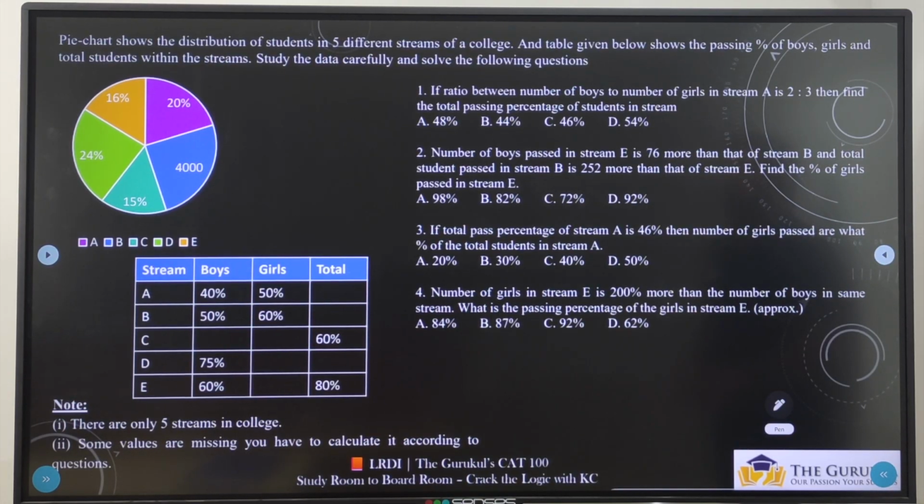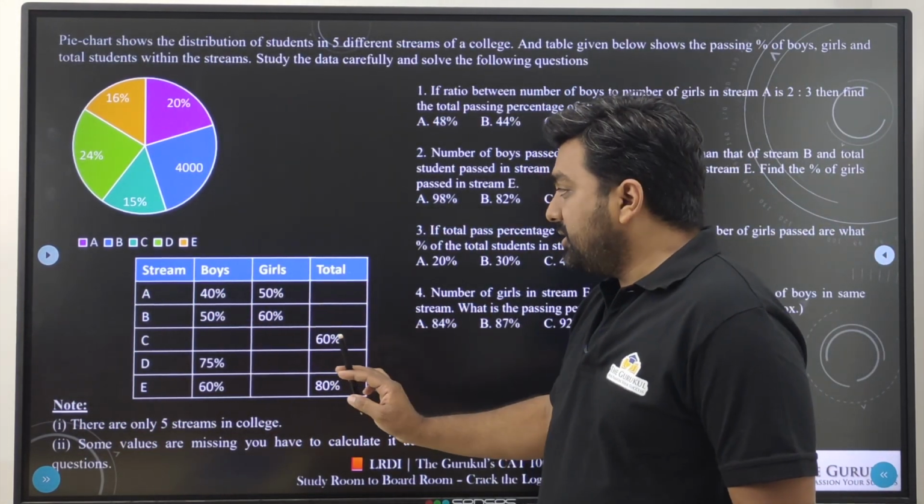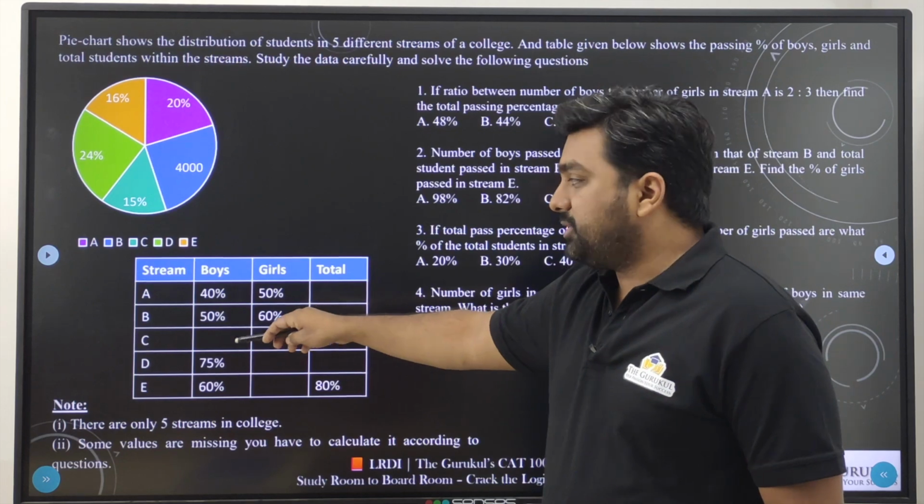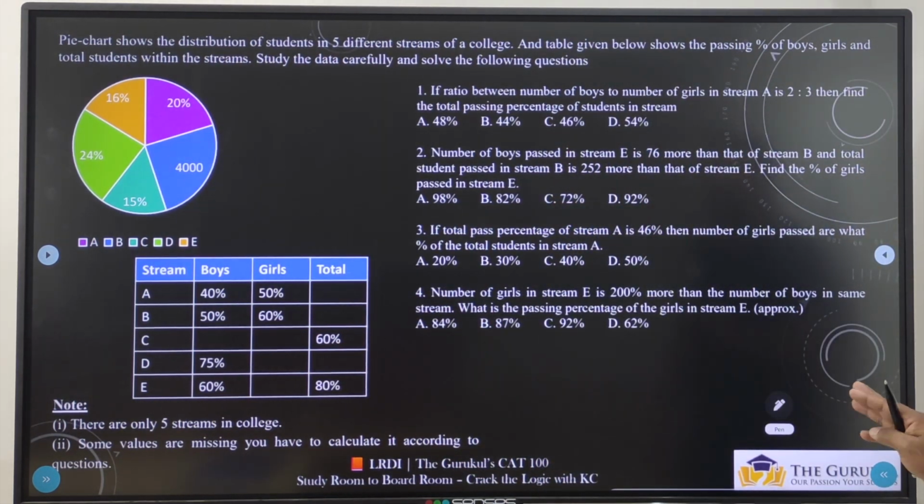The pie chart shows the distribution of the students in 5 different streams of a college: A, B, C, D, E, and the table given below shows the passing percentage of the boys and girls and total students within the streams. So these are not the boys percentage and girls percentages. In boys 40% are passing, in girls 50% is passing. Study the data carefully and solve the following questions. There are 4 questions and a note: there are only 5 streams in the college. Some values are missing. You have to calculate them according to the questions.